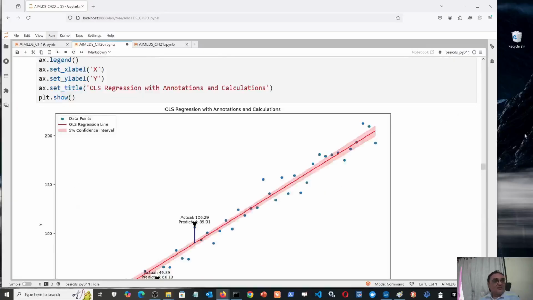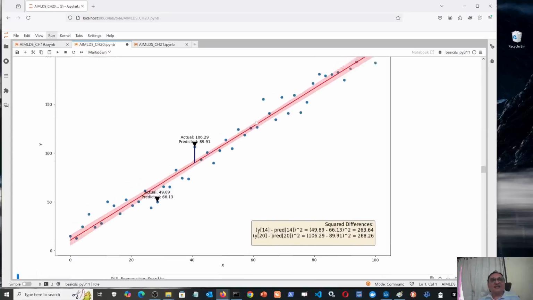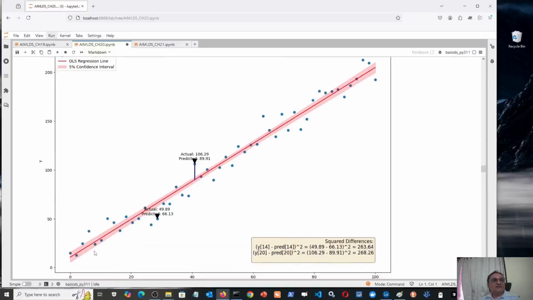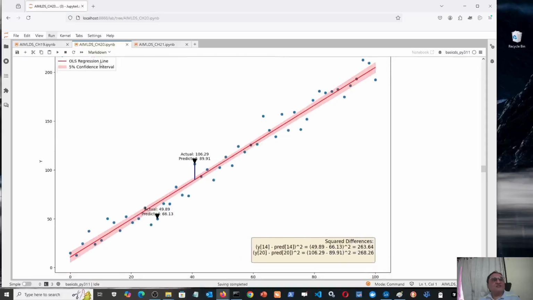But let us plot it. Now this kind of plot is there. You can see that data points are just slightly scattered with respect to this red colored line, and that is my line of best fit. Also, I get many important things. Blue colored are data points, red colored is the OLS regression line. The shaded pink color is the 5% confidence interval. We have done a detailed discussion on the 5% confidence interval.